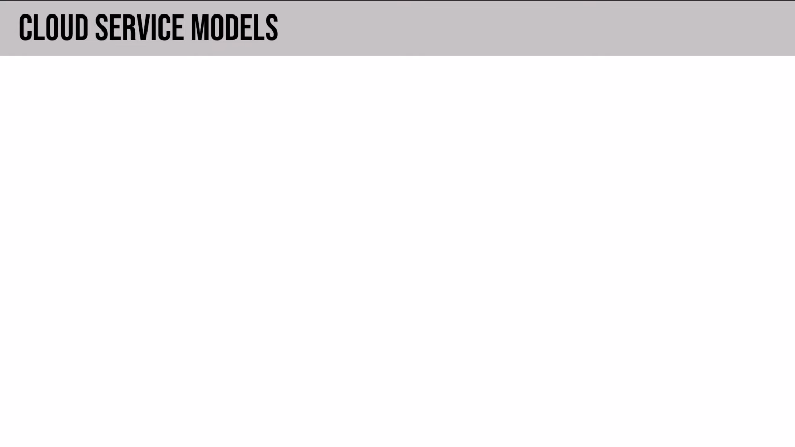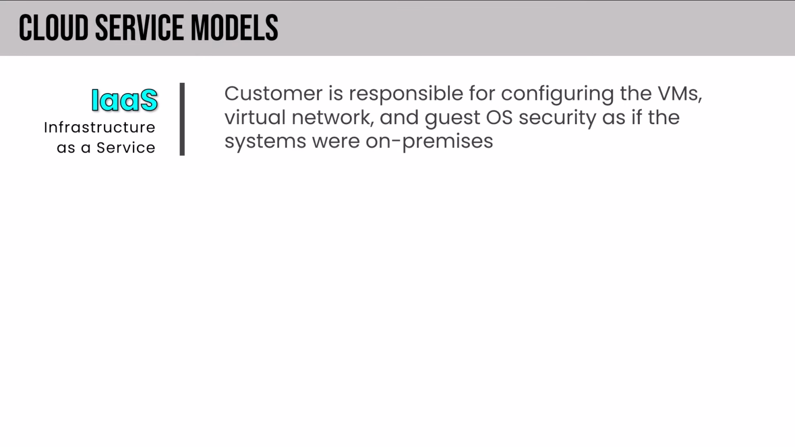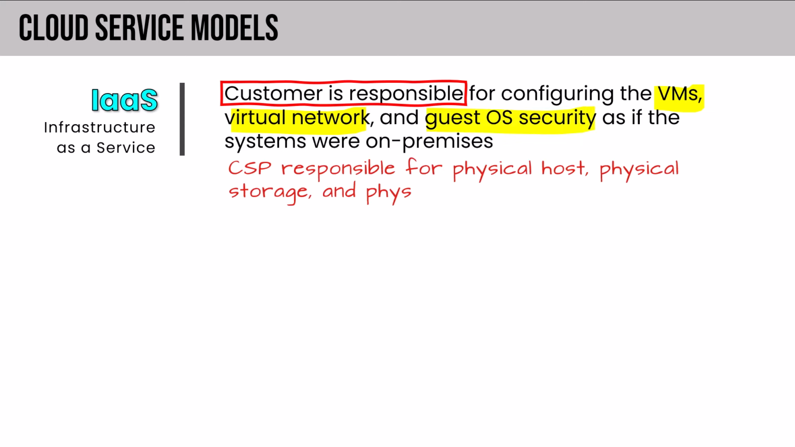You'll see some familiar terms here, starting with infrastructure as a service. The customer is responsible for configuring the VMs, virtual network, and the guest OS security, all as if the system were on premises. But the CSP, the cloud service provider, is responsible for the physical host, physical storage, physical network, and securing all the above. We're handing off management and security to that vendor.